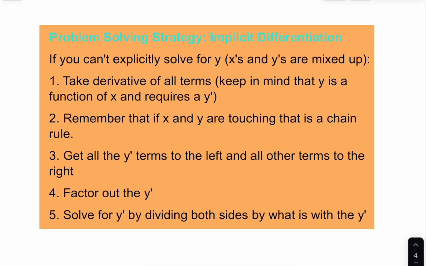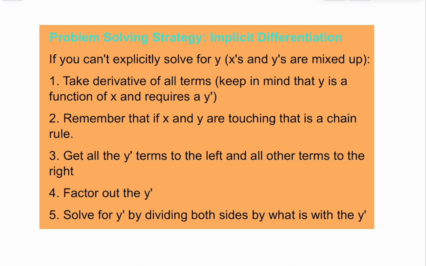So there are 5 main steps that you want to take when solving an implicit differentiation problem. If you cannot explicitly solve for the y, so if the x's and y's are mixed up, take the derivative of all the terms. Keep in mind that y is a function of x and requires a y prime every time you do it. So if you have y squared, the derivative of that is 2y times y prime. So every time we take a derivative of a y, we're going to tack on a little y prime. And remember that if x and y are touching, that considers itself a chain rule. That's a product. That's x times y.